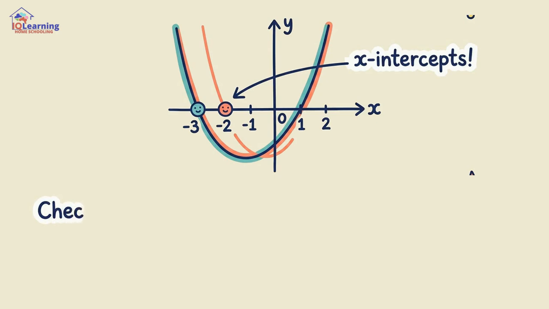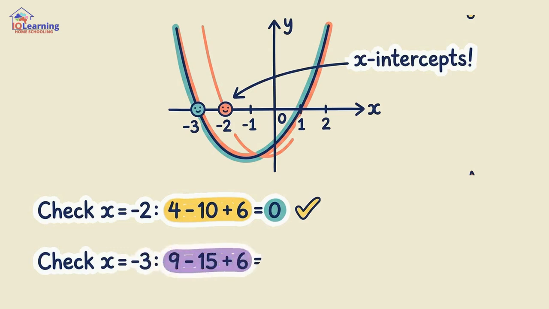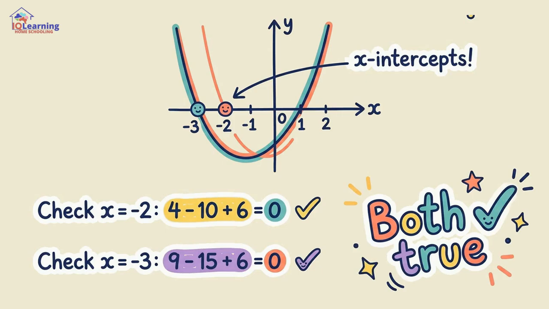We can even verify the answers. First check negative 2. Negative 2 squared is 4. 5 times negative 2 is negative 10. So 4 minus 10 plus 6 equals 0. That works. Now check negative 3. Negative 3 squared is 9. 5 times negative 3 is negative 15. So 9 minus 15 plus 6 equals 0. That also works. Both answers make the original equation true.